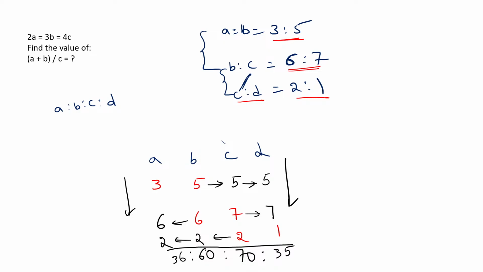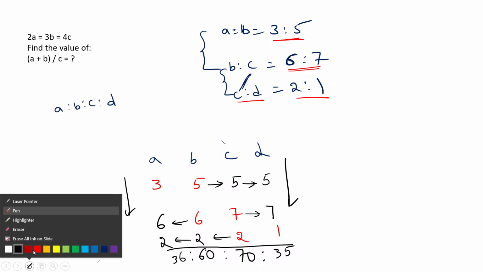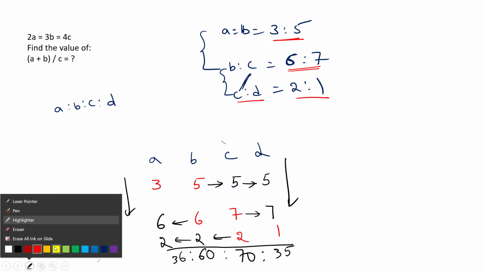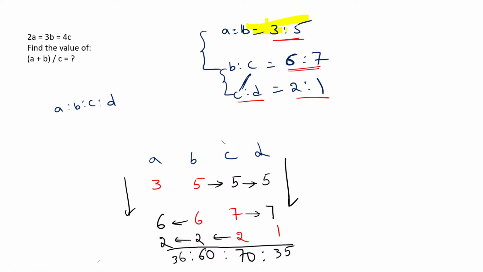I am repeating once again what you need to do here. Take only two variables at a time. For example, if you have a is to b as 3 is to 5, write 3 below a and 5 below b. Then leave that line and move on to the next line. b is to c as 6 is to 7.